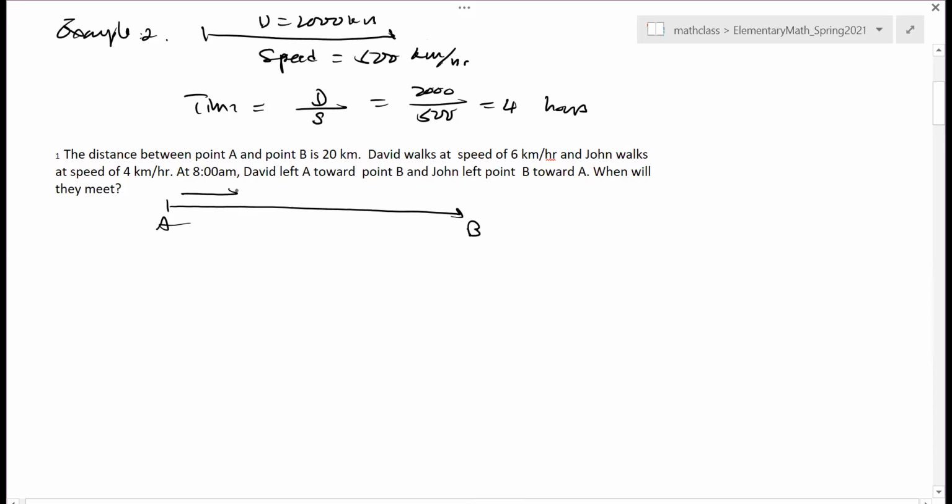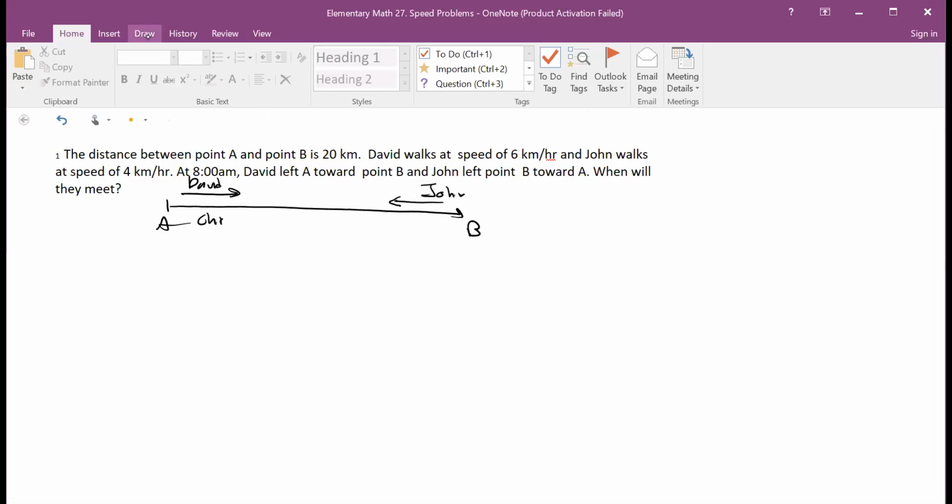So David going this way. So this is David. And this is John. Okay. John left B toward A. So this is John. And this is David. So you draw the picture, okay? And David is faster than John. David is 6 kilometers per hour. Okay, so let's take a look at this.